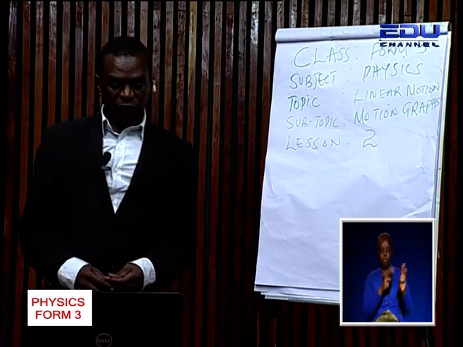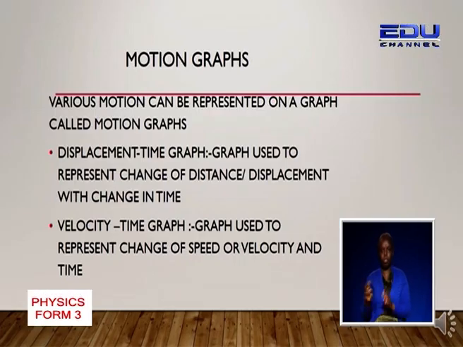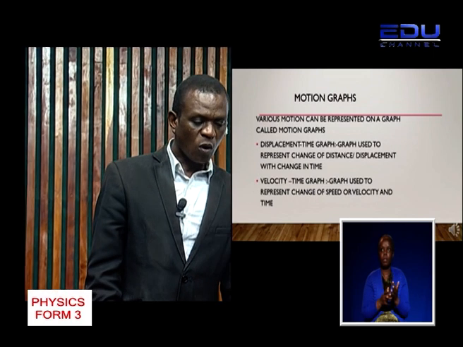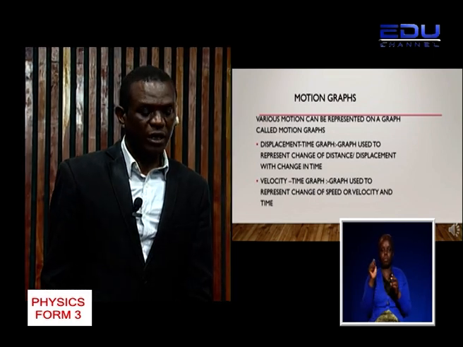Various motions can be represented in a graph, and these graphs are called motion graphs. They represent the variation between displacement, speed, and time. There are two major types of motion graphs. One of them is called displacement time graph.